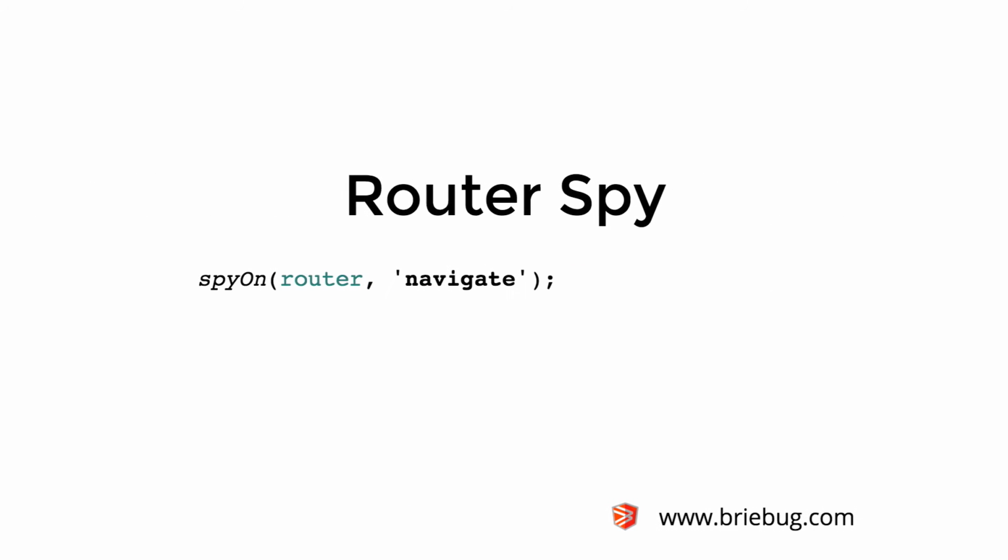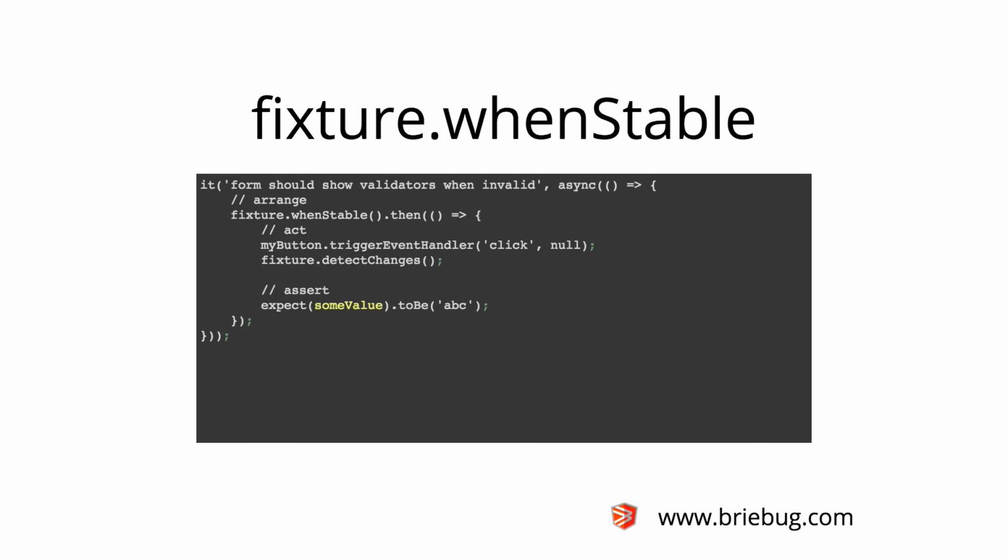Let's see here. So the router spy, we talked about this earlier, so we don't really need to cover that again. One of the things we haven't talked about is this thing called fixture whenStable. This returns a promise. The idea is that once the fixture is actually stable, this is where I should start doing any of my act. I can arrange anything that I want beforehand, because arrange is, hey, let me set up the variables, let me set up what it's going to need. However, when I start to act, I need to make sure that the component is ready and stable.